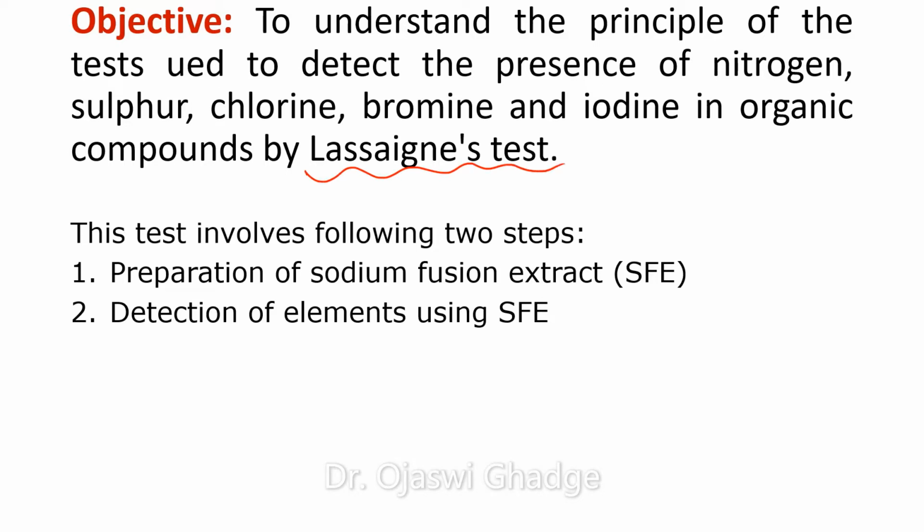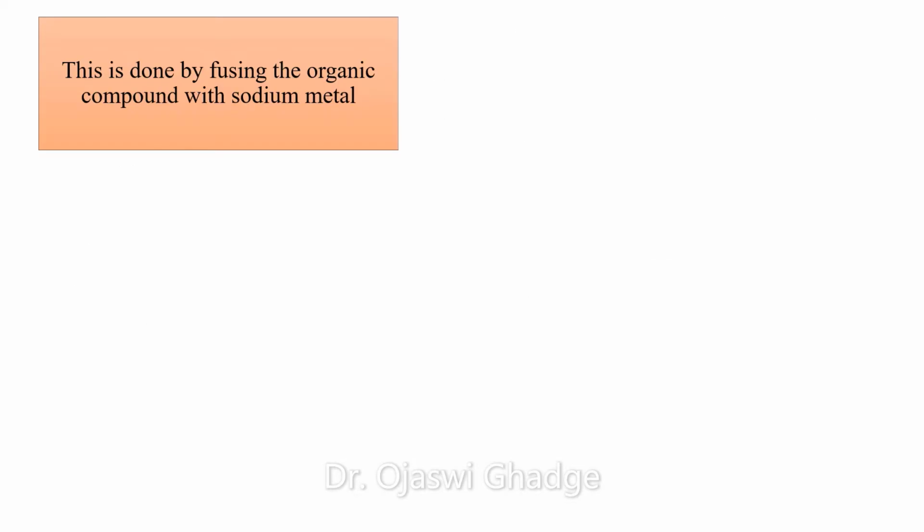This test involves the following two steps. First, preparation of sodium fusion extract, and second, detection of elements using the sodium fusion extract. Now this is done by fusing the organic compound. Organic compound means the sample which is given to me on my table. The sample is given to me and I have to fuse that sample with sodium metal. So this is done by fusing the organic compound with sodium metal.